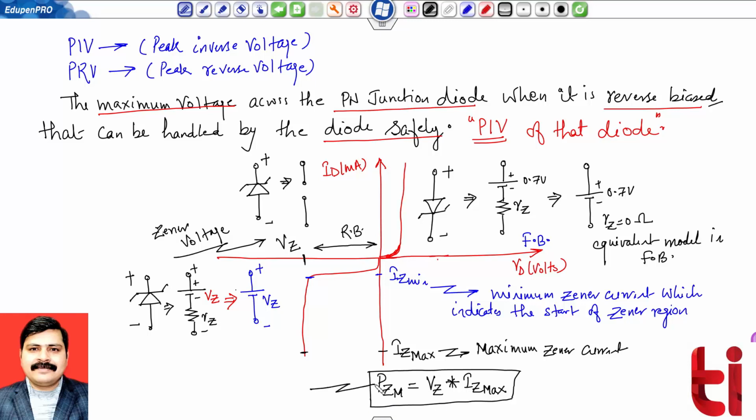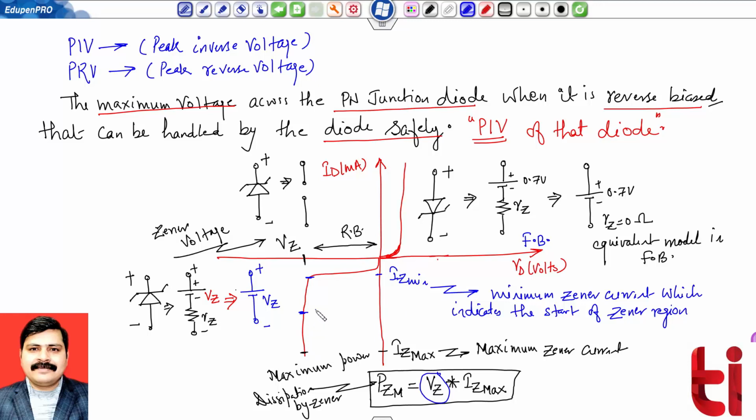So this PZM is maximum power dissipation by Zener. Okay, so you can check it is strongly depending on Iz because value of Vz is constant. You can see from the curve the value of voltage is constant. However, this current is varying from this Iz min to Iz max. So I can choose any value.